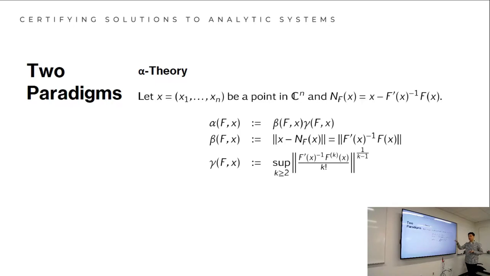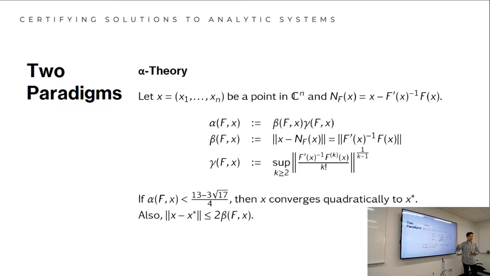Let me also introduce alpha theory. Let's say that we have a point x here. Please remember that we have coordinates x1 through xn. Then with the Newton iteration map, we can define these three parameters. The first one, alpha, is obtained by the multiplication of beta and gamma. Beta is just the length of the Newton step. And gamma is obtained by the supremum of the norm of the inverse Jacobian times the kth derivative divided by k factorial, taken to the power 1 over k minus 1, which is really complicated.